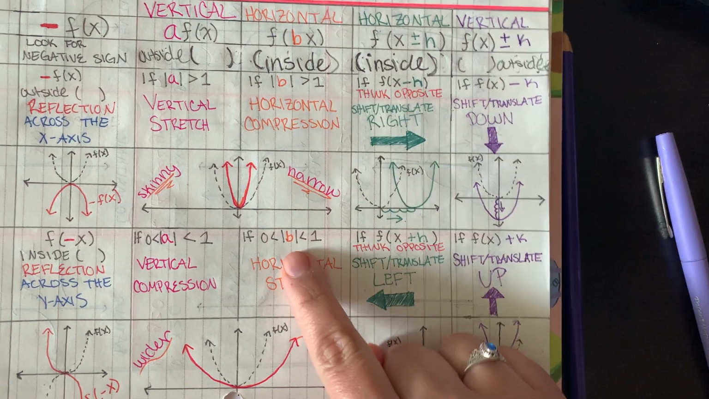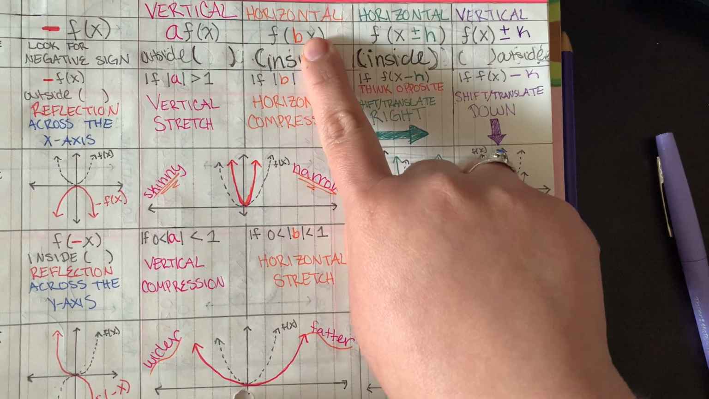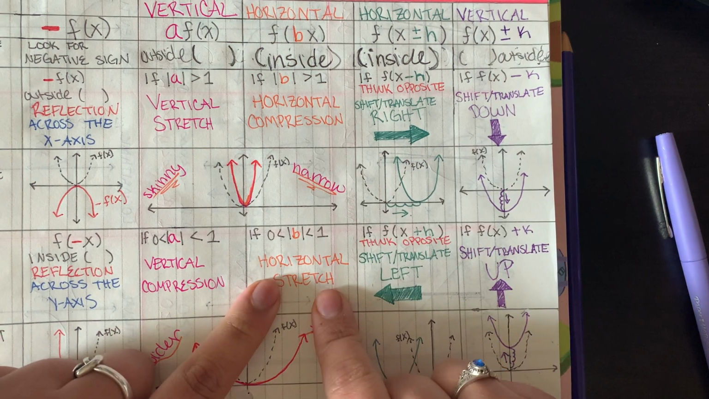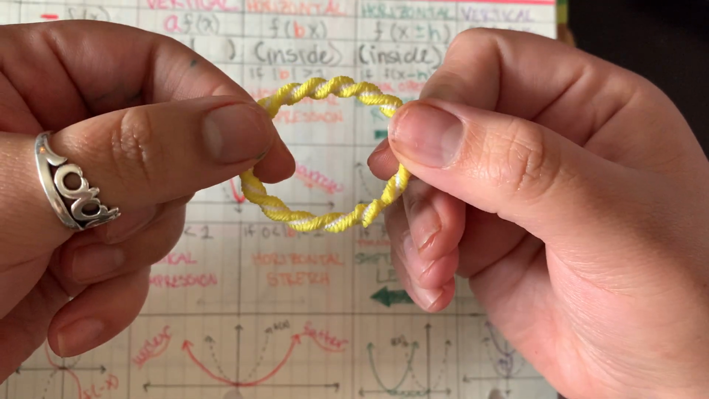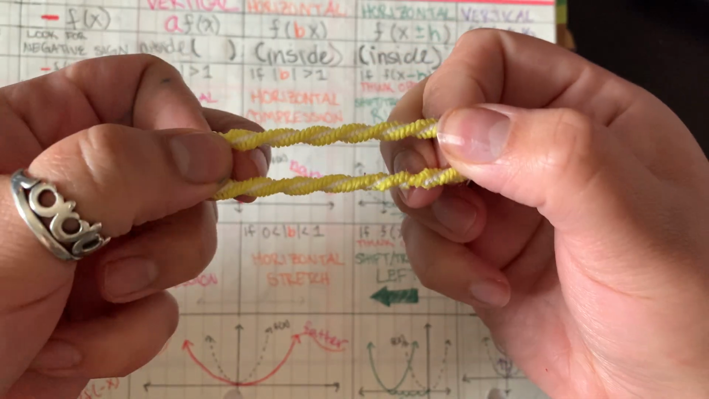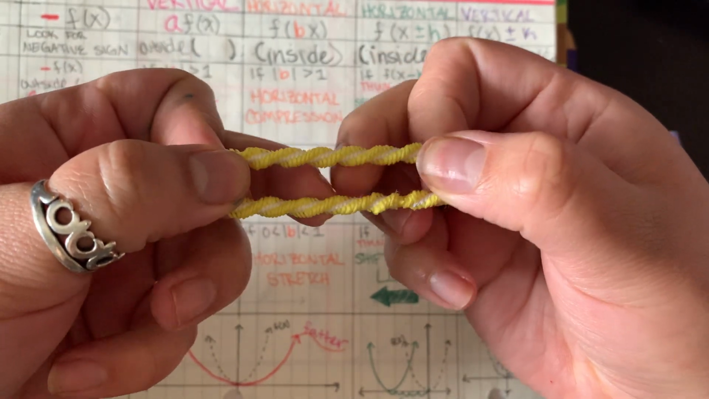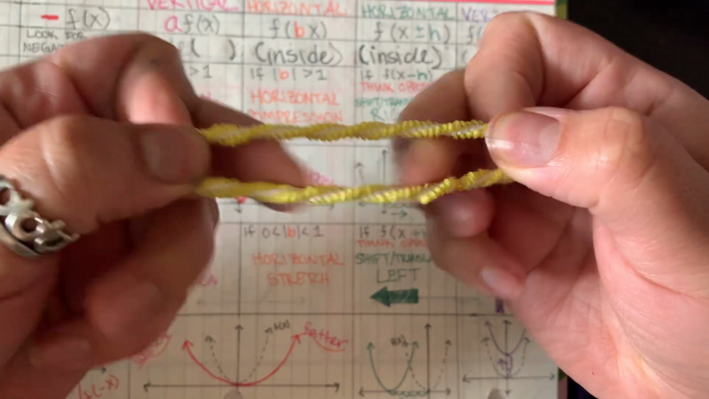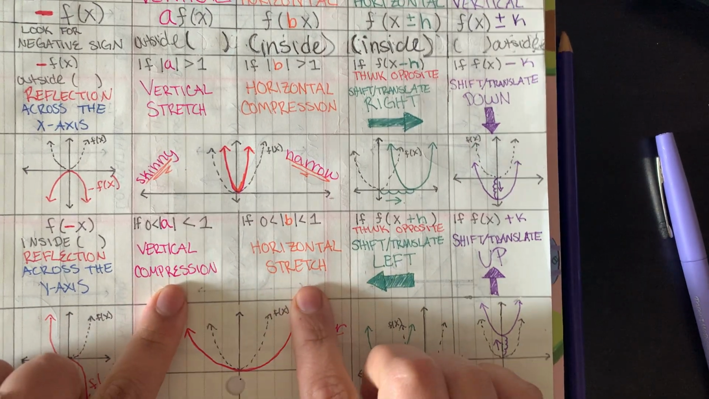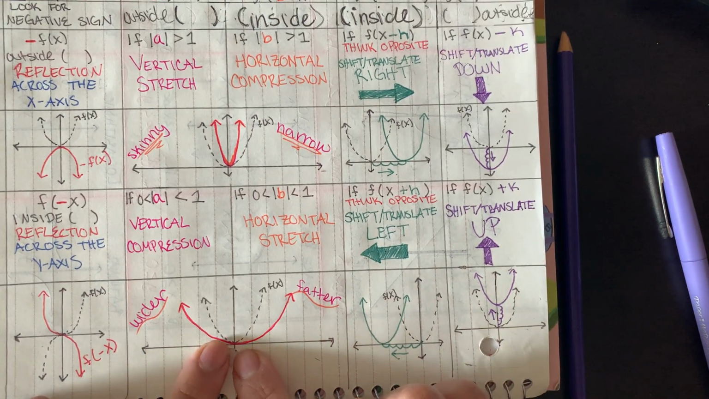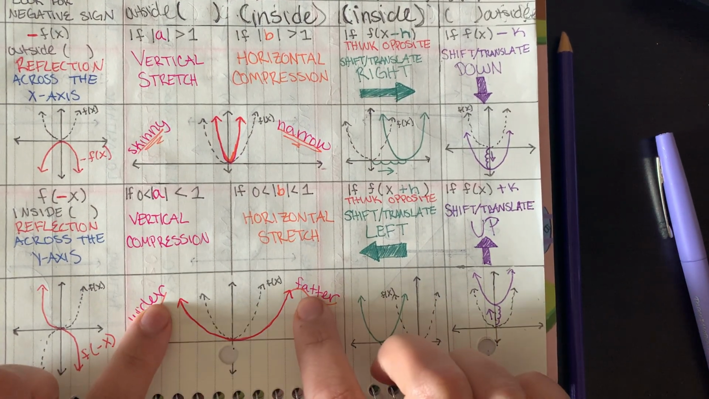Similarly, if you have your B and it's multiplying inside the parentheses, it's going to be a horizontal stretch. So if I do the same thing, horizontal, now my hands are side to side and I stretch it, you can see that it's widening on the sides, right? It's getting wider. So a horizontal stretch and a vertical compression look the exact same, right? It's going to grab the original and it's going to widen it.